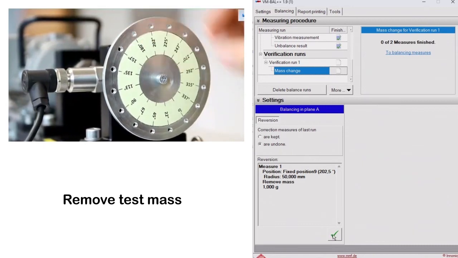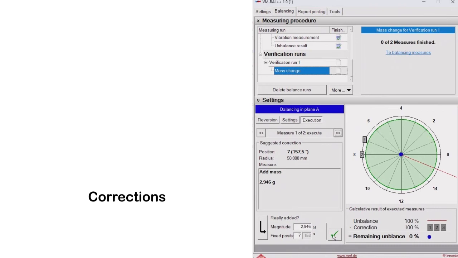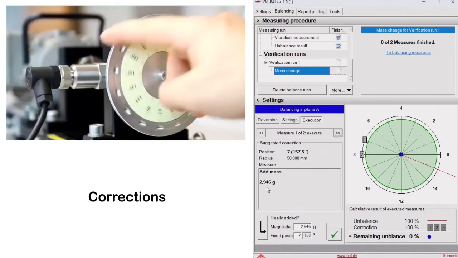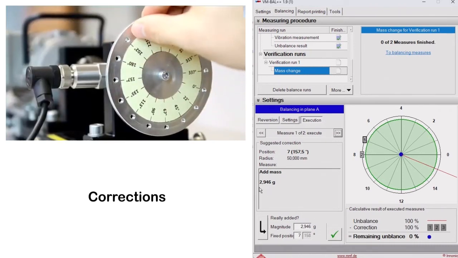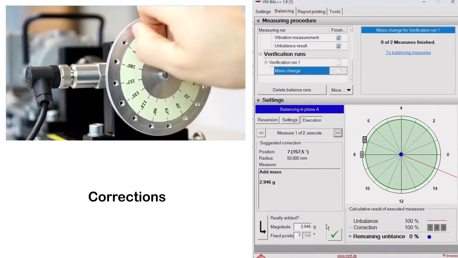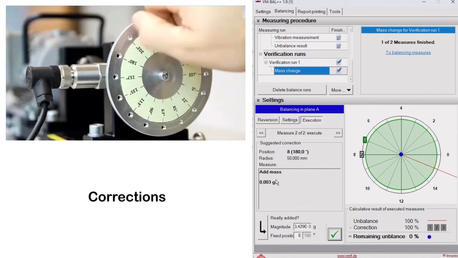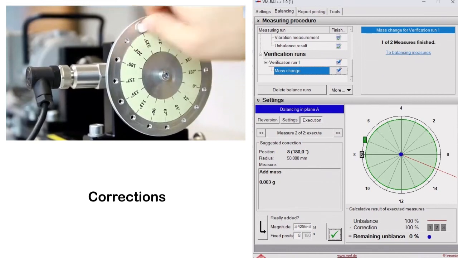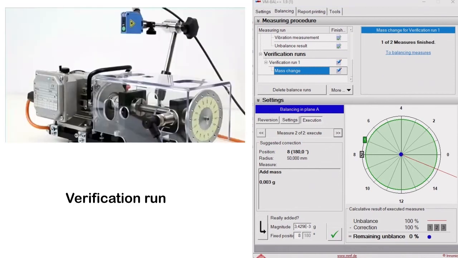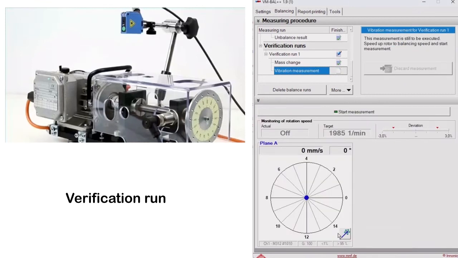The software suggests corrections to eliminate the unbalance. As we work with fixed positions, two masses are always calculated, because the correction mass actually needed will be in most cases between the fixed angular positions. The following verification run measures the residual unbalance.